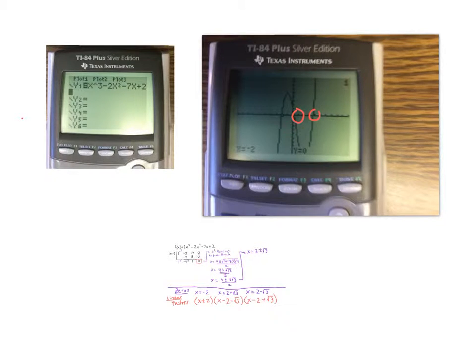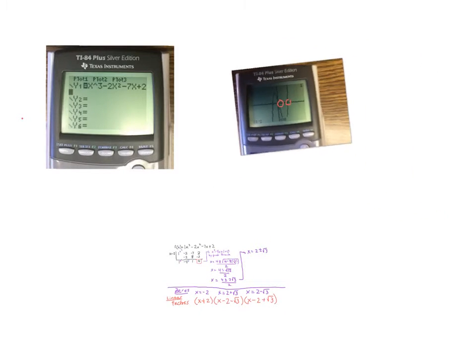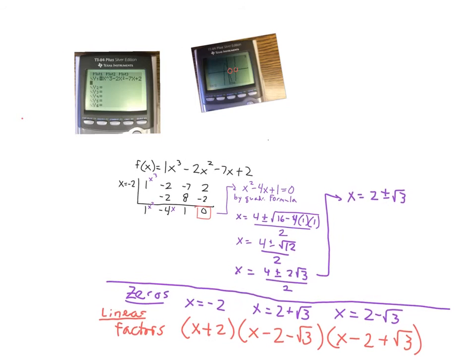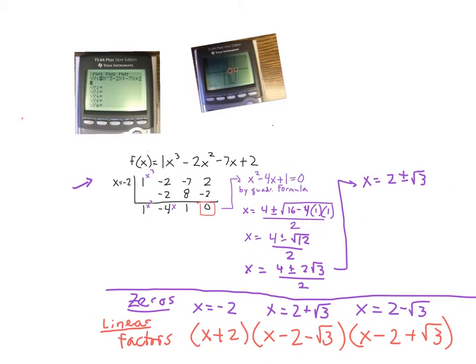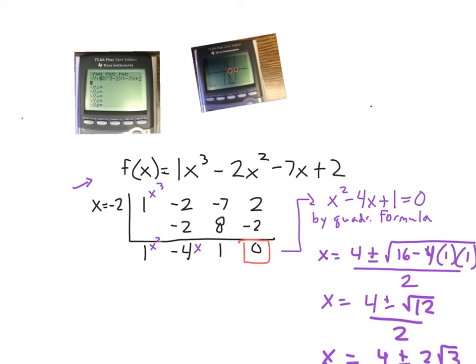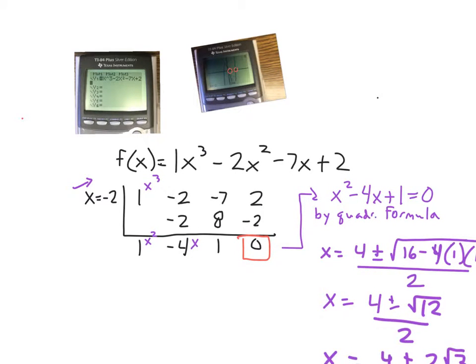Okay, so the next thing I would do, now that I know that negative 2, 0 is a specific value, is use synthetic division to divide out negative 2, like I have right in here. I've done my division. I confirmed that that y value was 0. That's the y value, remember?